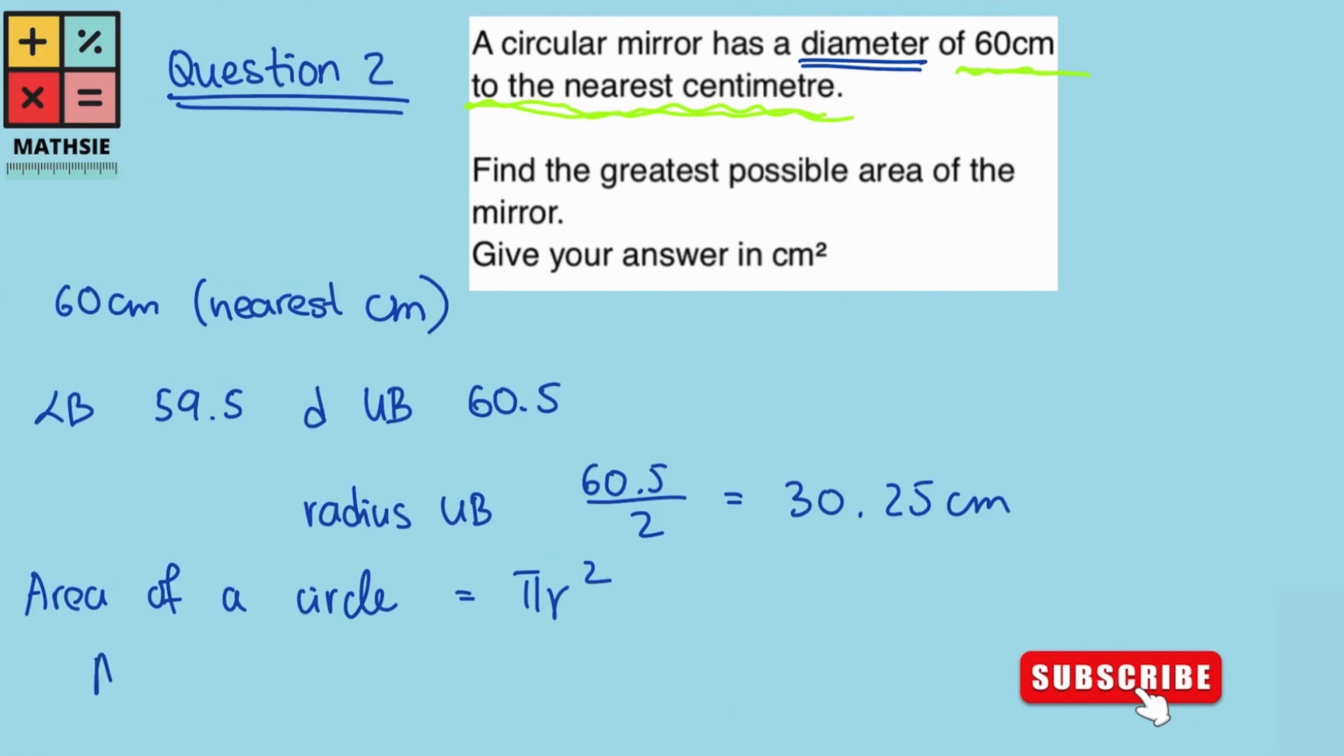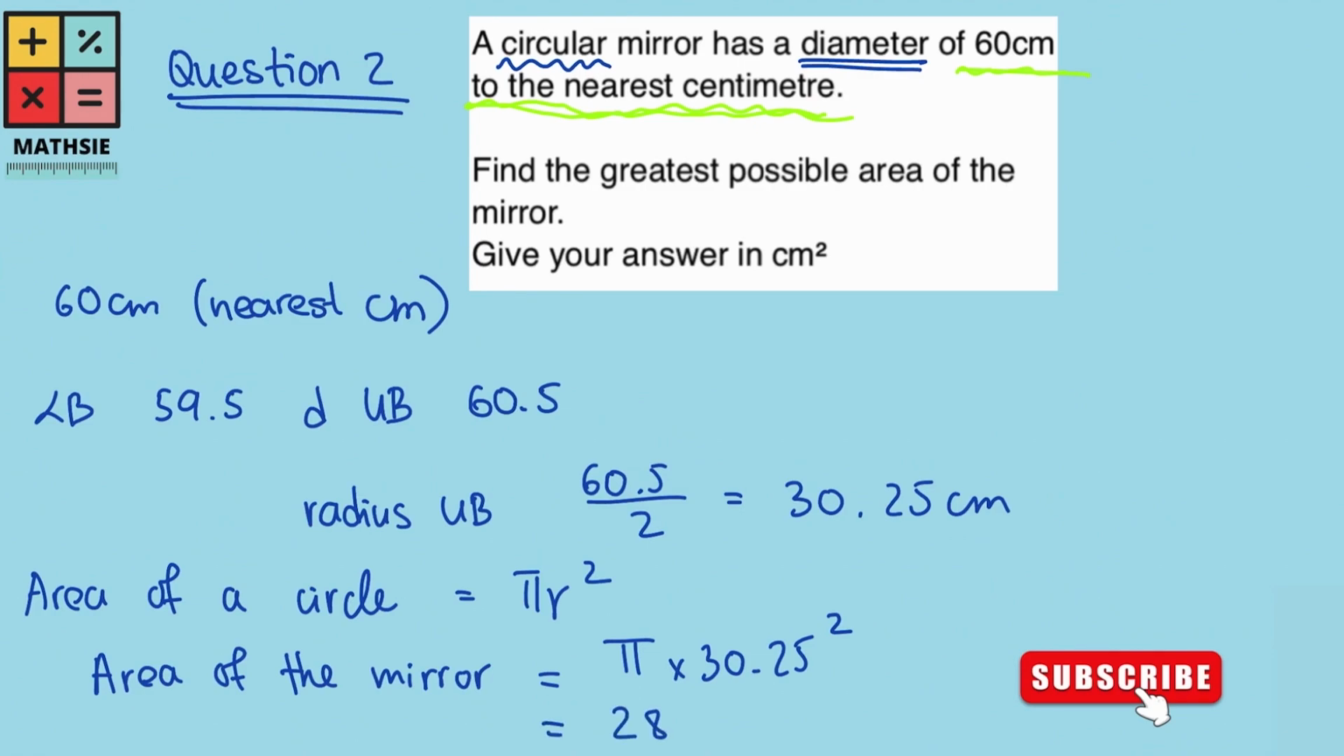So in my case, I know what the radius is. Here, for the area of the mirror, I can use the circle formula because I'm given that it's a circular mirror. Then it will be pi times the upper bound for the radius, 30.25, squared. This would definitely be on a calculator paper, so you just plug into the calculator 30.25 squared and multiply it by pi, and you're going to get 2,874.75 centimeters squared. And that's it, we're done with the question.